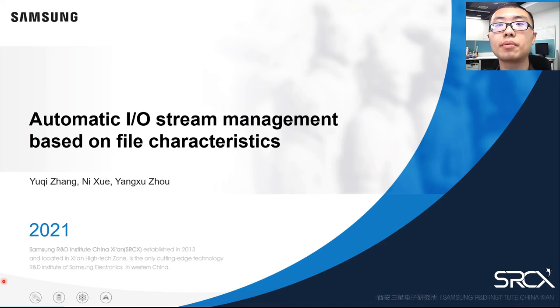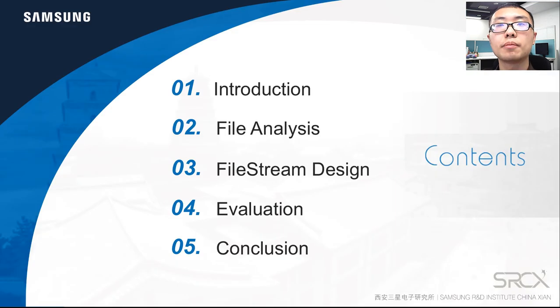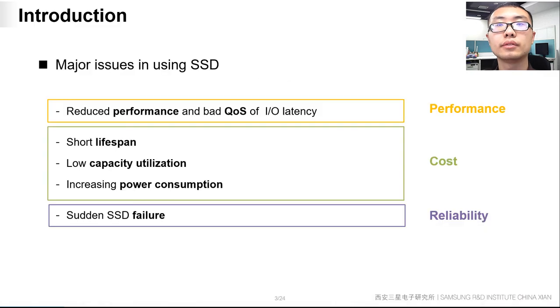The topic of my paper is automatic file management based on file characteristics. My presentation will include these 5 parts. First, some background and our motivation of this research. Second, our analysis of common files in various workloads. Third, I will introduce our scheme, FileStream, and then the experimental results will be shown. Finally, the conclusion and our future work.